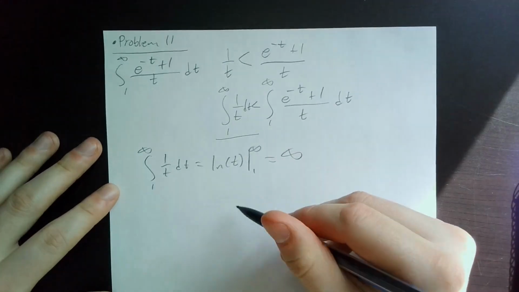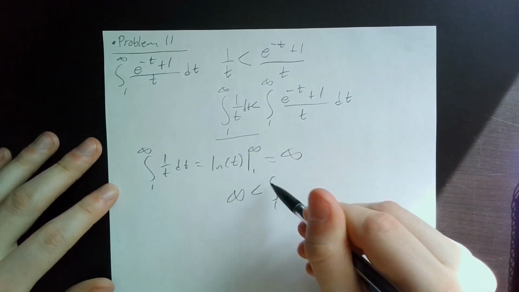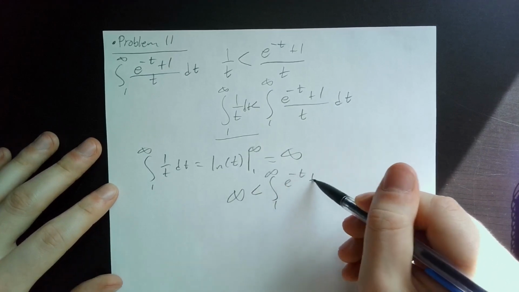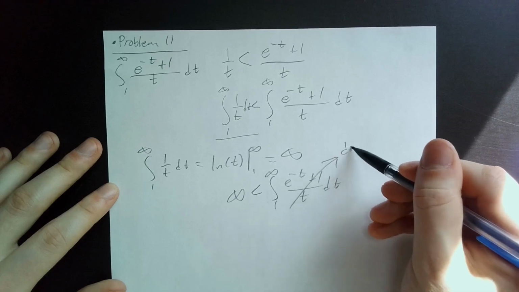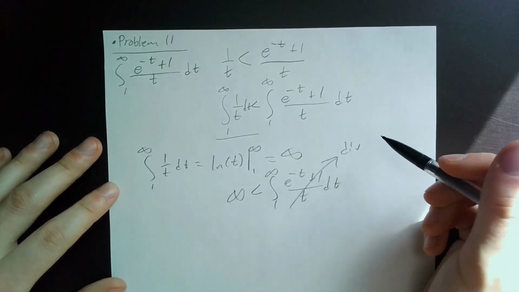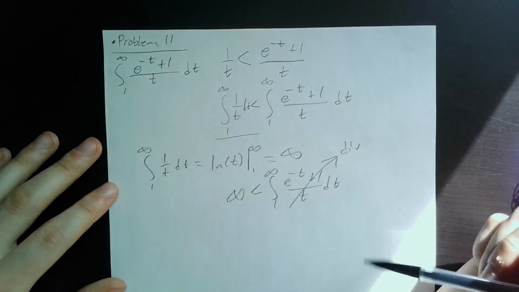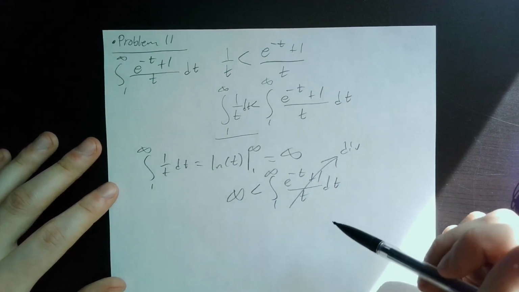So that means that I have infinity is less than my thing, which means that this thing diverges. And it diverges with comparison to this function. So that means that is answer choice B.